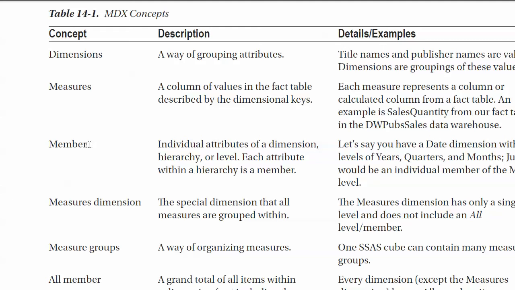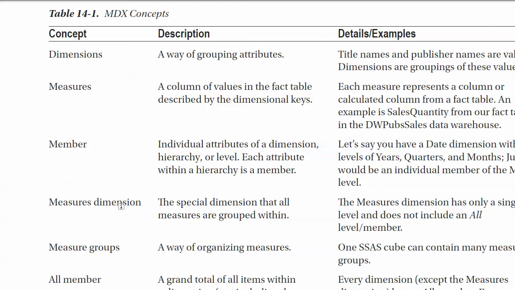Members are the individual values of a dimension, including the measures dimension. So the particular date, such as January 1st, 1992, is an individual member of the date dimension. But a particular value in a measure would also be a member of the measures dimension. So it's just an individual value from the dimension, and that includes, of course, any member of a level or hierarchy.